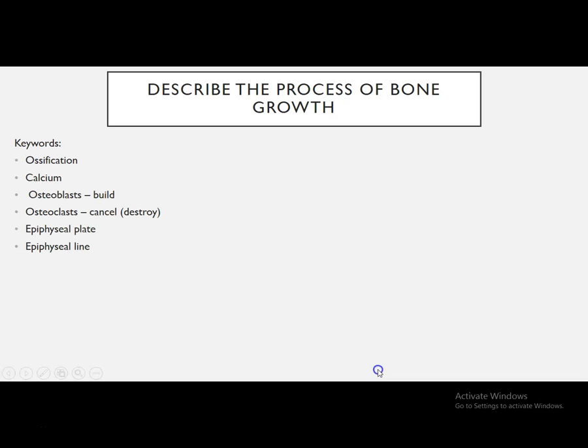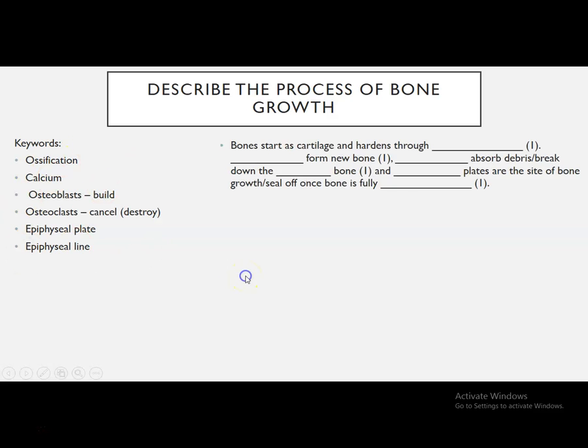We're still on the process of bone growth here, and the key words we're going to be using are ossification, calcium, osteoblasts, osteoclasts, epiphyseal plate, epiphyseal line. Can you answer this? So describe the process of bone growth using these key terms. If you're thinking, you know what, I'm going to struggle far too much with this, I'm just about to click and give you fill in the blanks to do. So if you think you can answer it with just this, please pause and do it now. If not, here are the fill in the blanks. Can we answer it from the fill in the blanks now? So again, pause it and give that a go.